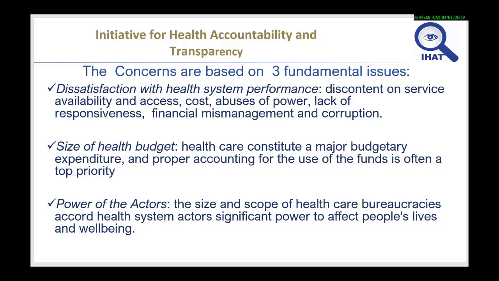The second issue has to do with the size of the health budget. Healthcare budget constitutes major budgetary expenditure, and properly accounting for the use of funds is often a very top priority. The third issue is the issue of the power of the actors. The size and scope of healthcare bureaucracies accord the health system actors significant power to affect people's lives and well-being. Therefore, everybody is interested in accountability in the health system.